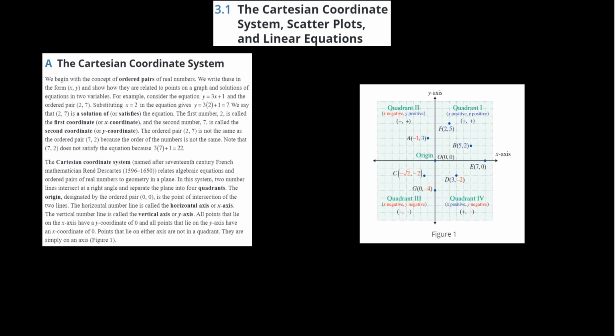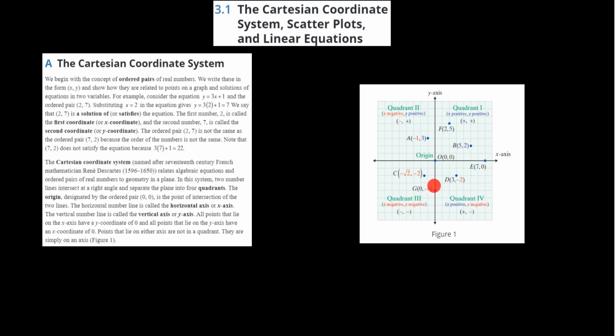Furthermore, notice how we have plus plus here, minus plus here, minus minus here, and plus minus here. That's basically indicating not the value, but the sign of the points, right? Here in this first quadrant, they're both positive. Here in the second quadrant, only the first number is negative. Here in the third quadrant, both numbers are negative. And here in the fourth quadrant, only the y value is negative.